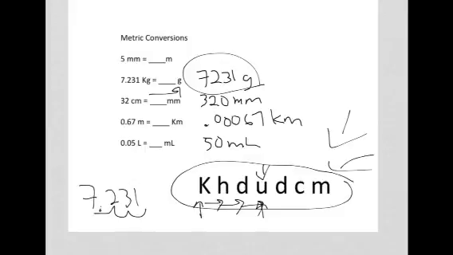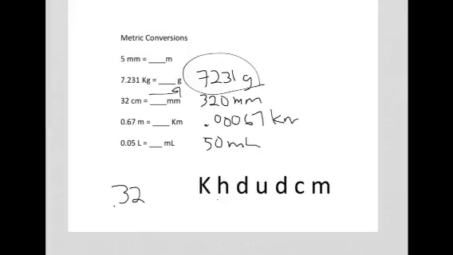Let's check out the next one. That's 32 centimeters, and we want to go to millimeters. Centimeters is here, millimeters is here. So again, what am I doing? I'm moving, in this case, only one space to the right. So 32 is 32 with a decimal, and I'm going to move it to the right. And my answer is that 32 centimeters is the same as 320 millimeters.